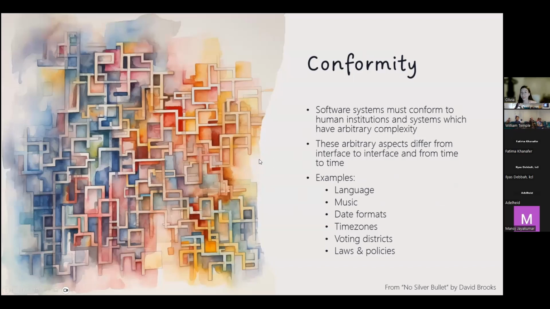The second difficulty is conformity. Software may be complex, but at least it's logical and structured. Human systems, on the other hand, often have arbitrary complexities that software must conform to, which further increases the overall complexity of these software systems that we create.